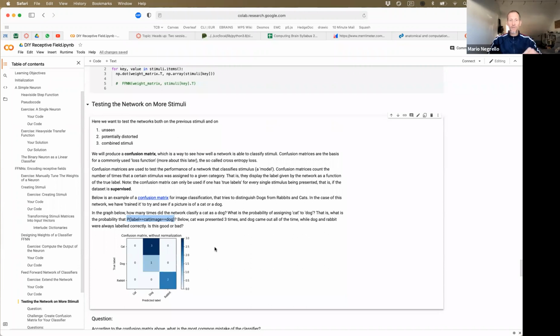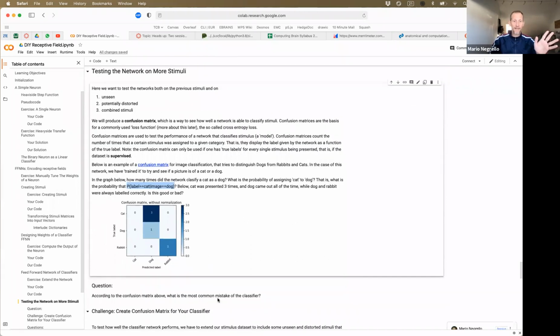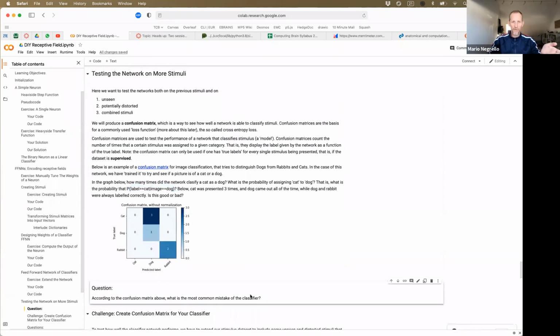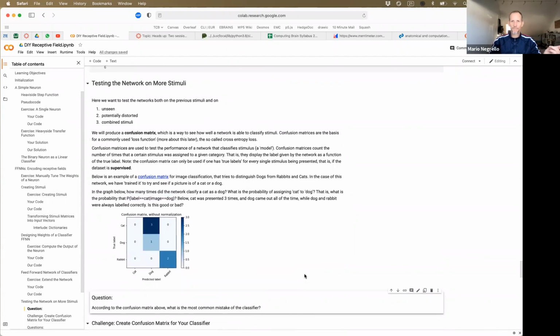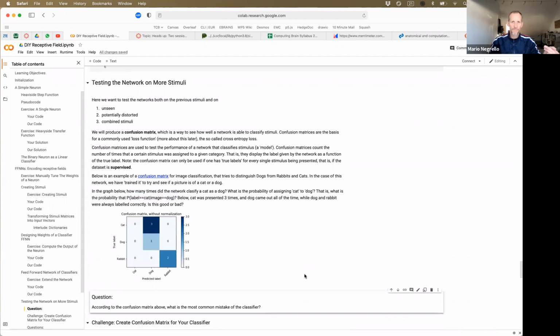So this is just a description, and I hope that you can answer this question: according to the confusion matrix above, what is the most common mistake of the classifier? Could you answer this question? A cat gets mistaken for a dog. Cat gets mistaken for a dog most often.